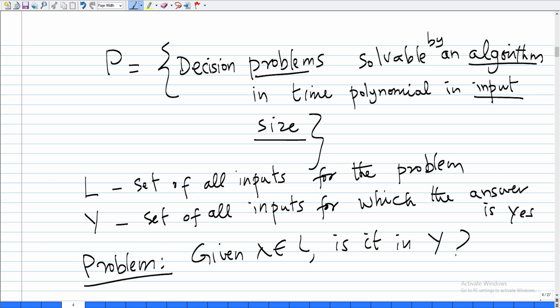Think of L as the set of all graphs and Y as the set of all bipartite graphs. So this is all related to the problem. The problem I am interested in is: given a graph, is it bipartite?